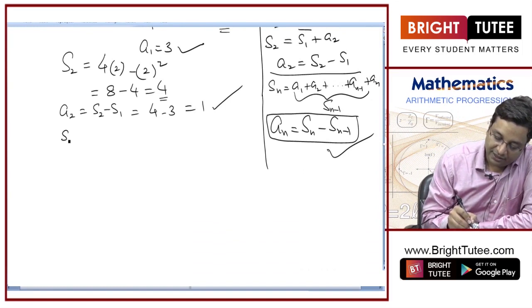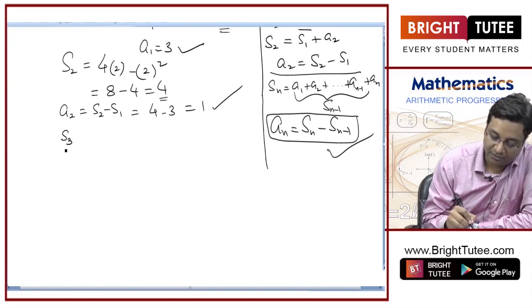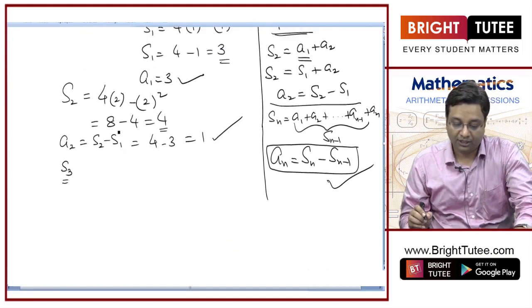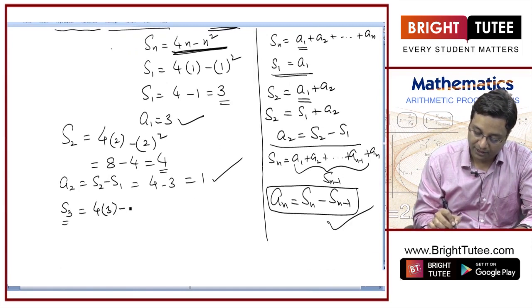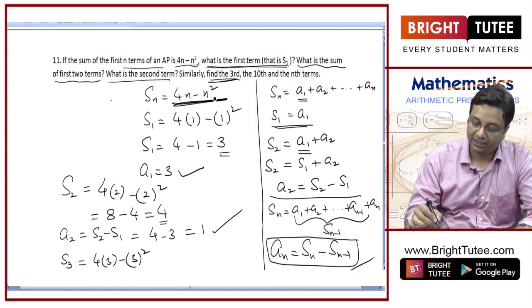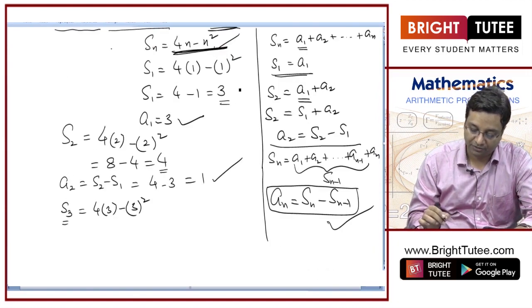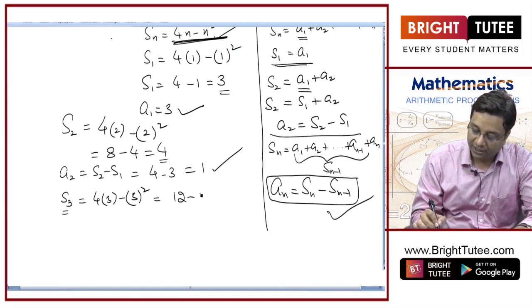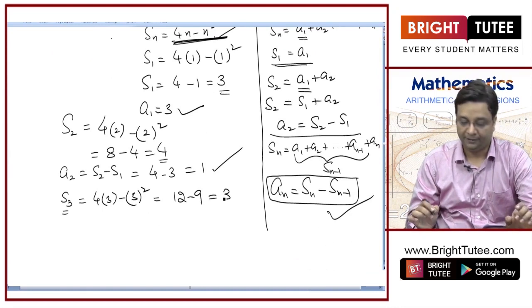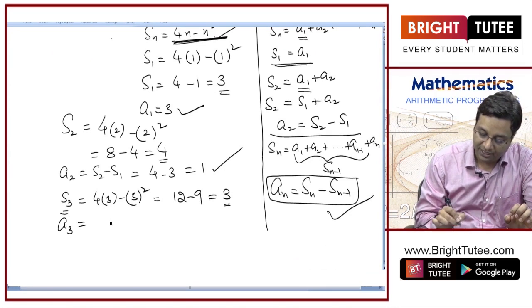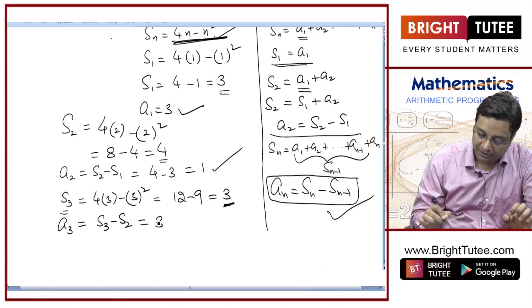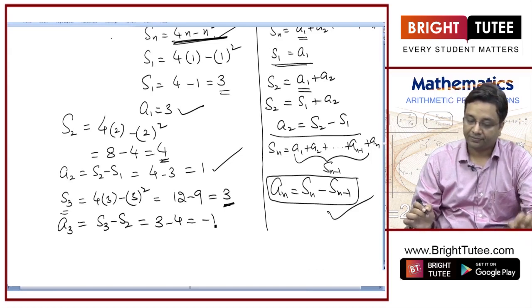Third term, S3. S3 is sum up to third terms, right? So sum up to third term is equal to 4 into 3 minus 3 square. I have just replaced n by 3 in this original formula that was given to us. So it is equal to 12 minus 9, which is equal to 3. So S3 is equal to 3. Now I need to find A3. A3 is what? S3 minus S2, which is equal to 3 minus 4, which is equal to minus 1, right?